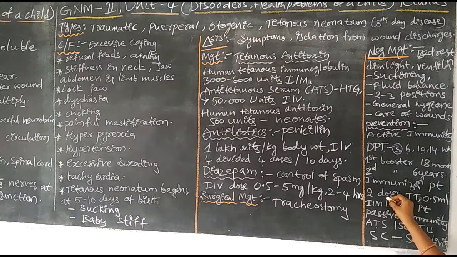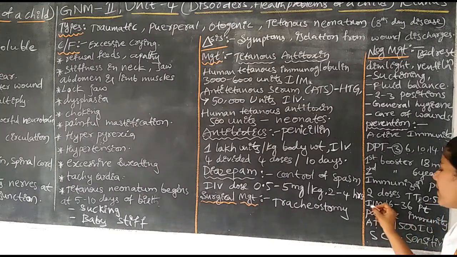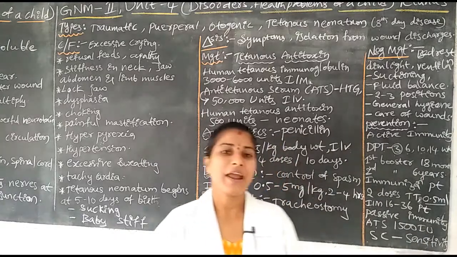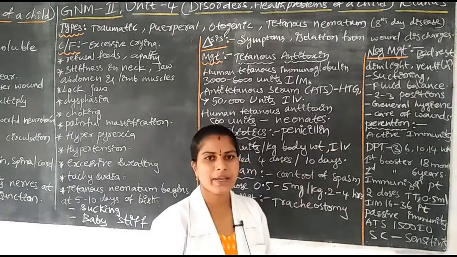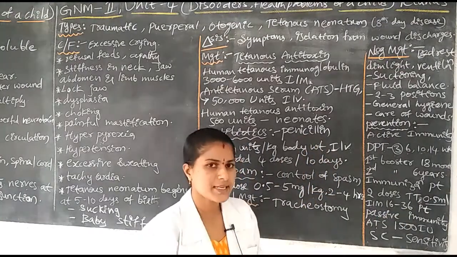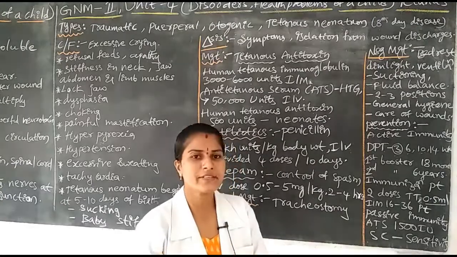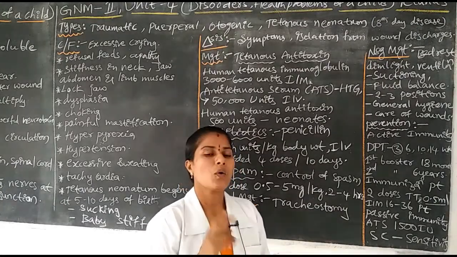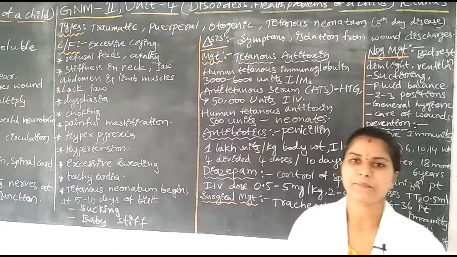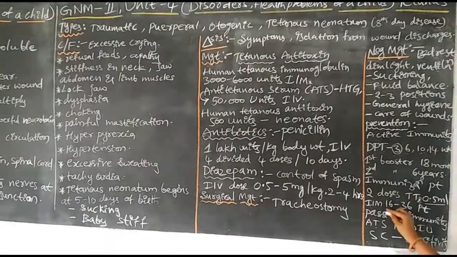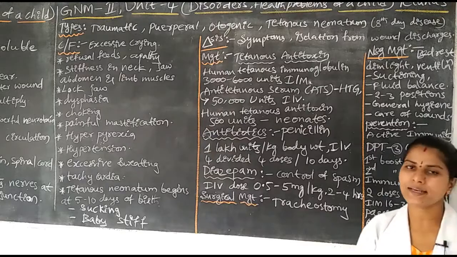We have to administer 2 doses of TT, tetanus toxoid. The dosage is 0.5 ml. We administer 0.5 ml by the intramuscular route. When we have to administer: from the 16th week of pregnancy to the 36th week of pregnancy we have to administer only 2 doses of TT injections to the pregnant mother. By administering these 2 doses, we prevent the disease of tetanus.